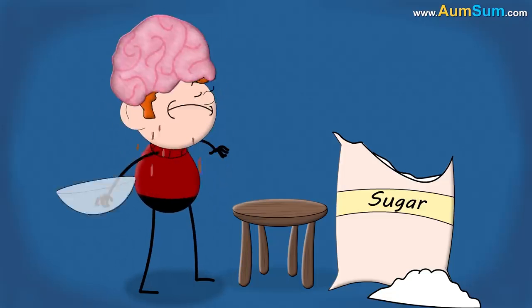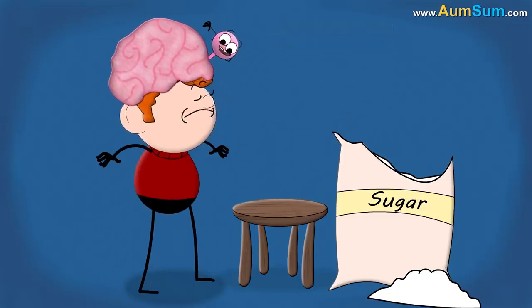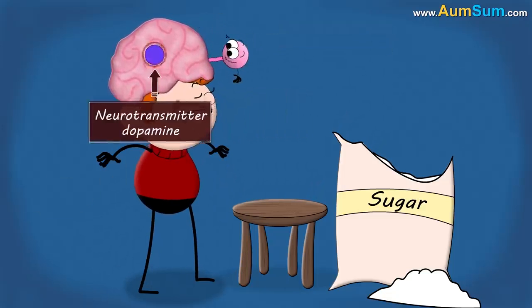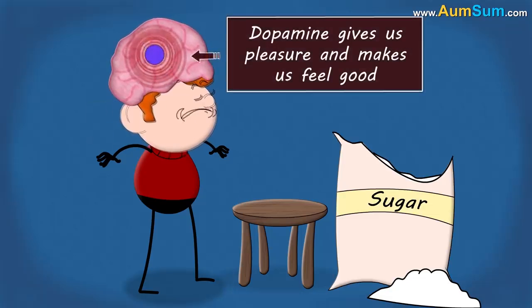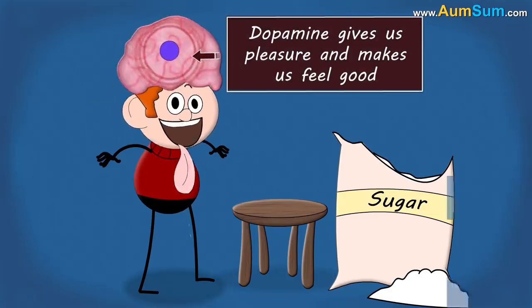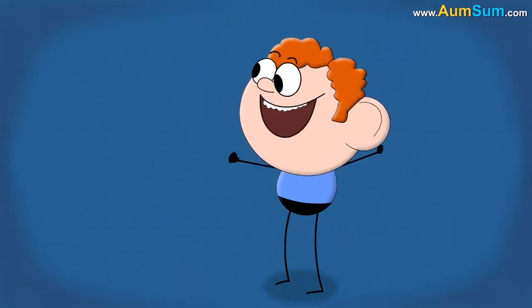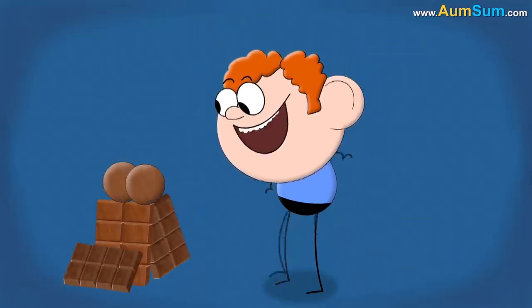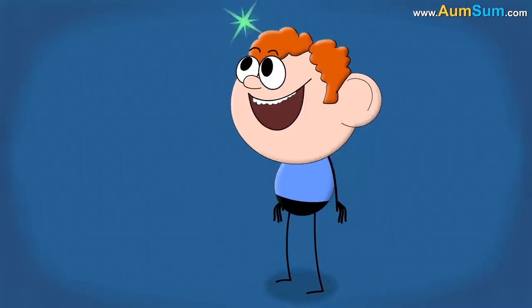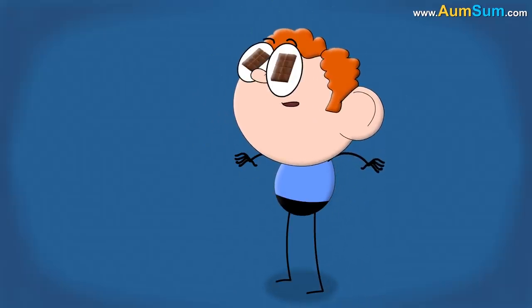Sugar activates the reward system in the brain, due to which neurotransmitters like dopamine are released. Dopamine gives us pleasure and makes us feel good. As it makes us feel good, we tend to eat more chocolates to get the same feeling, and thus, we get addicted to chocolates.